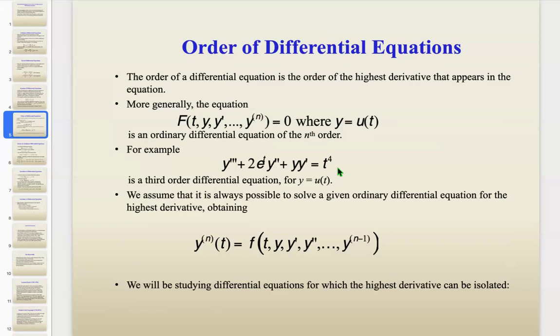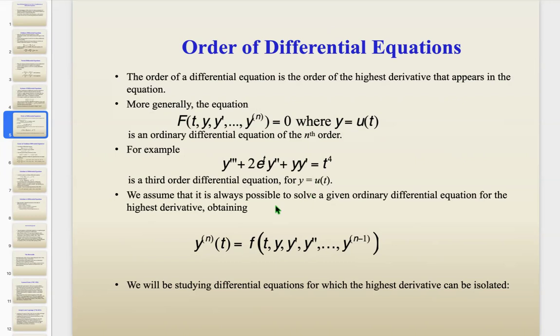When we look at an ODE, we call the order of the differential equation the highest derivative that we see in that equation. In this first one, you see the nth derivative y^(n) is involved. This would be an nth order differential equation. Here, the highest derivative we see is a third derivative, so we would call this a third order ODE.